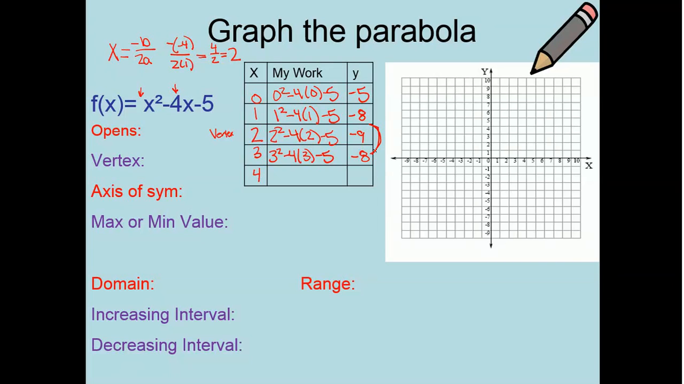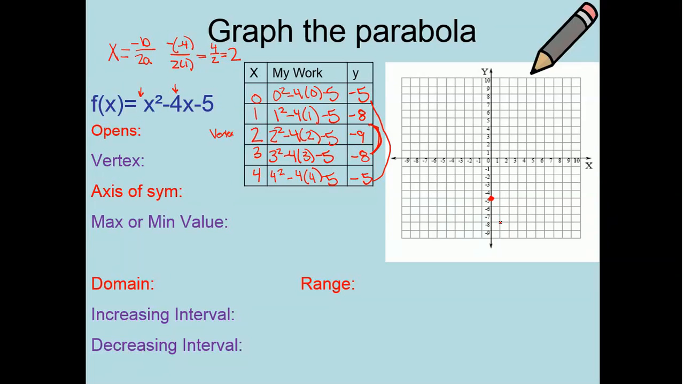Notice we got a match here. Let's see if we get a match at the end here. So 4 squared minus 4 times 4 minus 5. So that's 16 minus 16. 0 minus 5, negative 5. Notice they match. Just like our V's when they made the same line on both sides, that's going to happen too. That's why we have a parabola. They have an axis of symmetry, so they're going to be the same on both sides. Let's graph these ordered pairs. 0, negative 5.